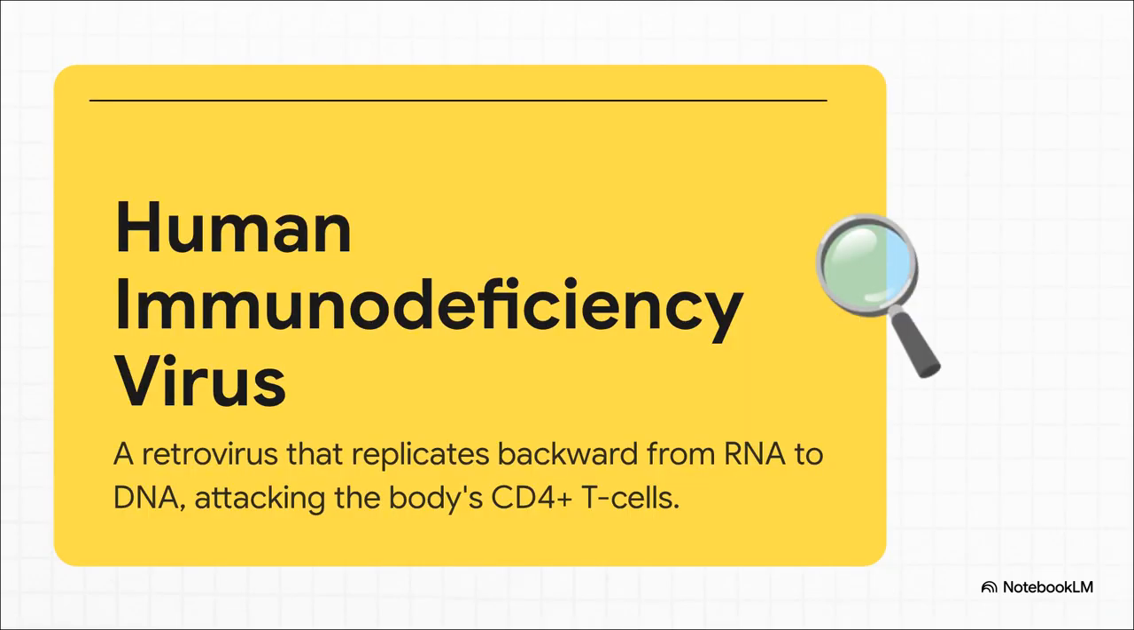So, first things first, you have to understand the enemy. Human immunodeficiency virus, or HIV, is a very specific kind of virus known as a retrovirus, and its one and only mission is to attack and destroy the generals of your immune system's army. I'm talking about the CD4 plus T cells. You'll also hear them called T helper cells. Without these generals, the body just can't coordinate an effective defense against any other invaders.